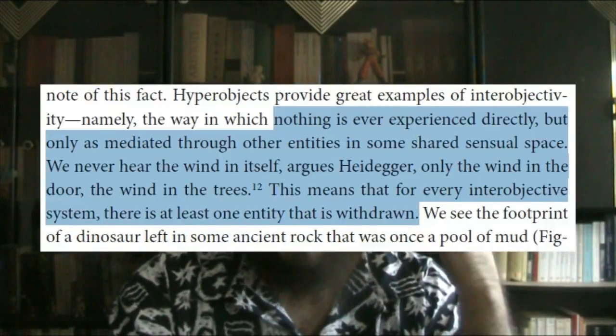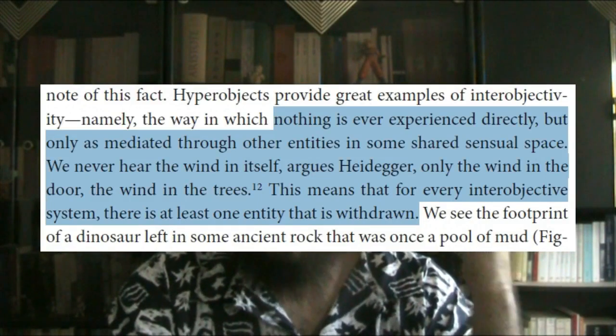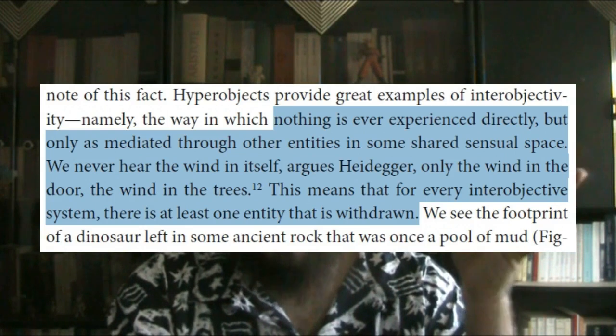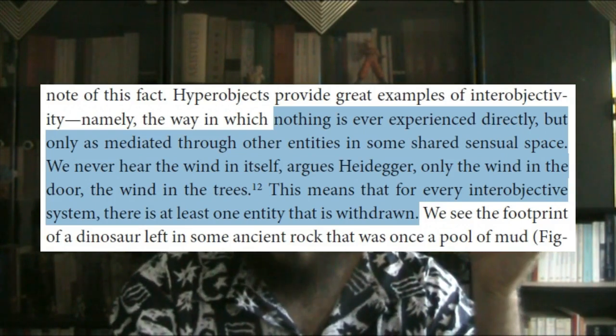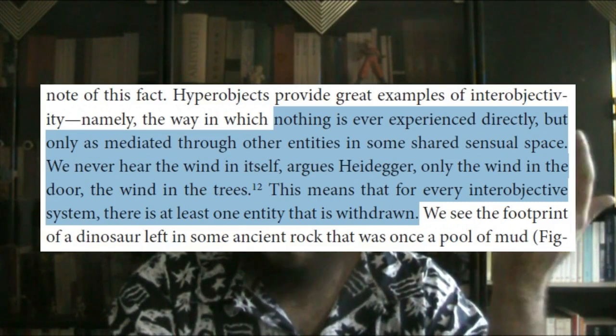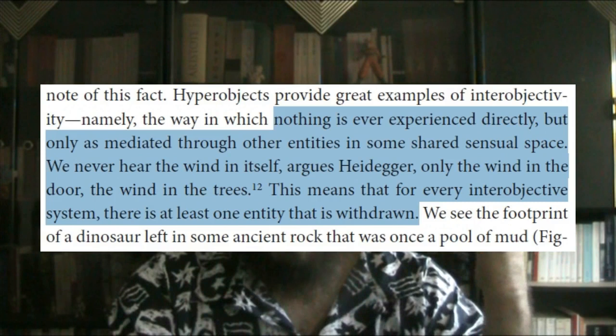And Heidegger had a similar take on the wind, for example. To quote Morton, nothing is ever experienced directly, but only as mediated through other entities in some shared sensual space. We never hear the wind in itself, argues Heidegger, only the wind in the door, the wind in the trees. This means that for every interobjective system, there is at least one entity that is withdrawn.